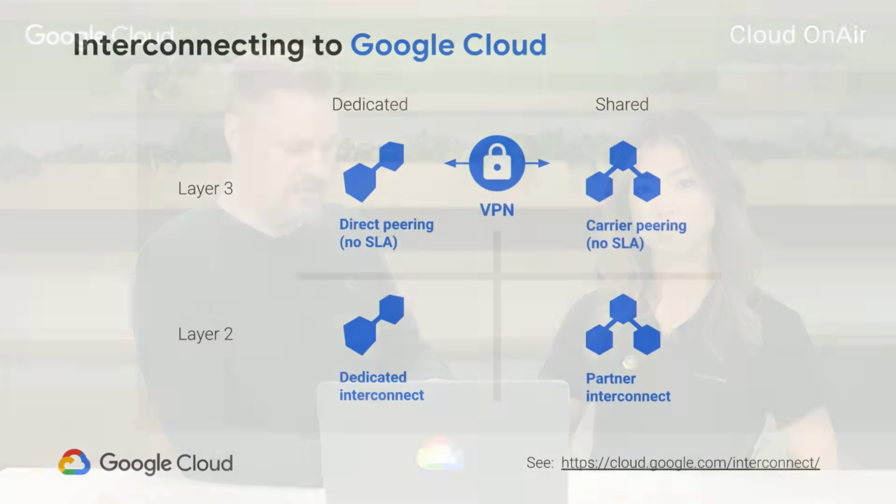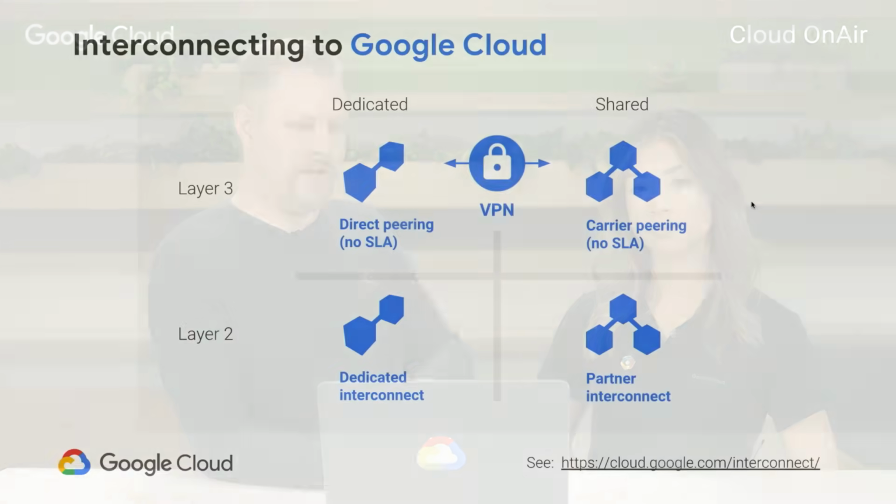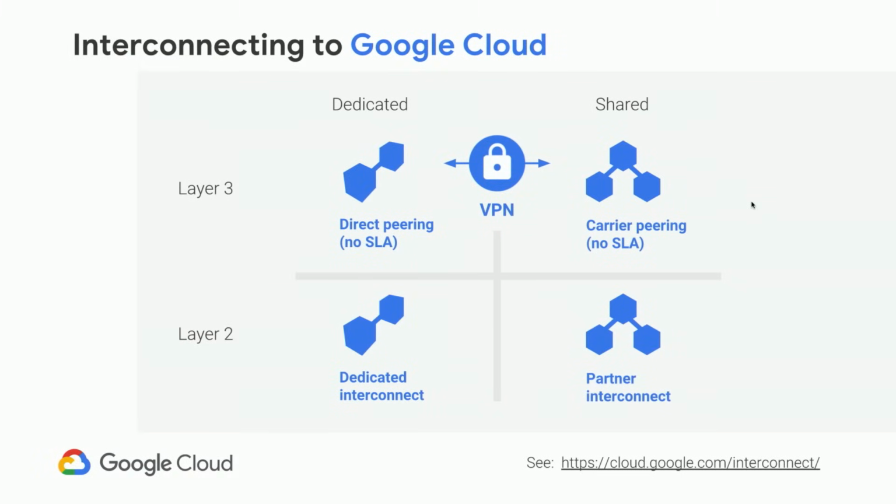So let's move down the stack to the layer 2 options. These tend to be, I would say, more preferential these days. This is really about building a layer 2 connection, right? So these are VLANs that are being built, connecting your environment to Google's environment.